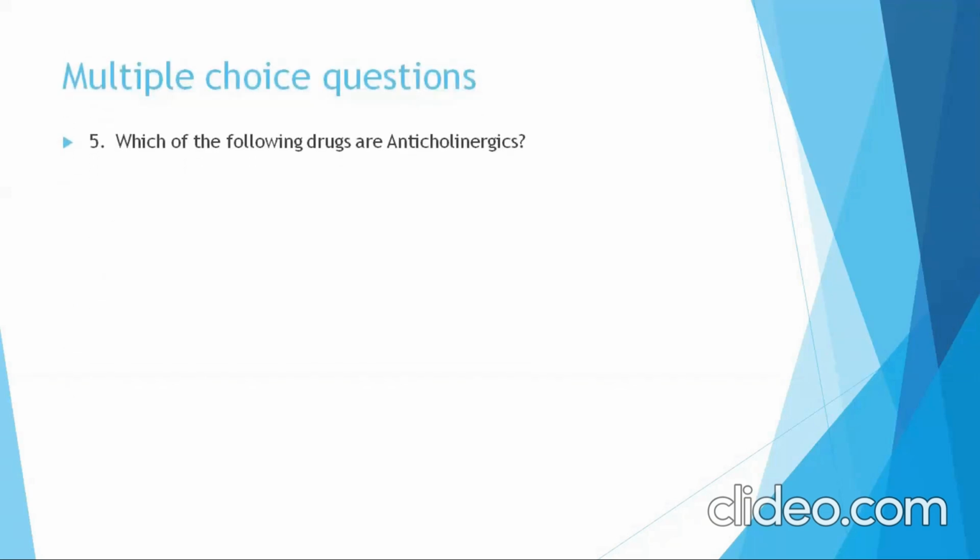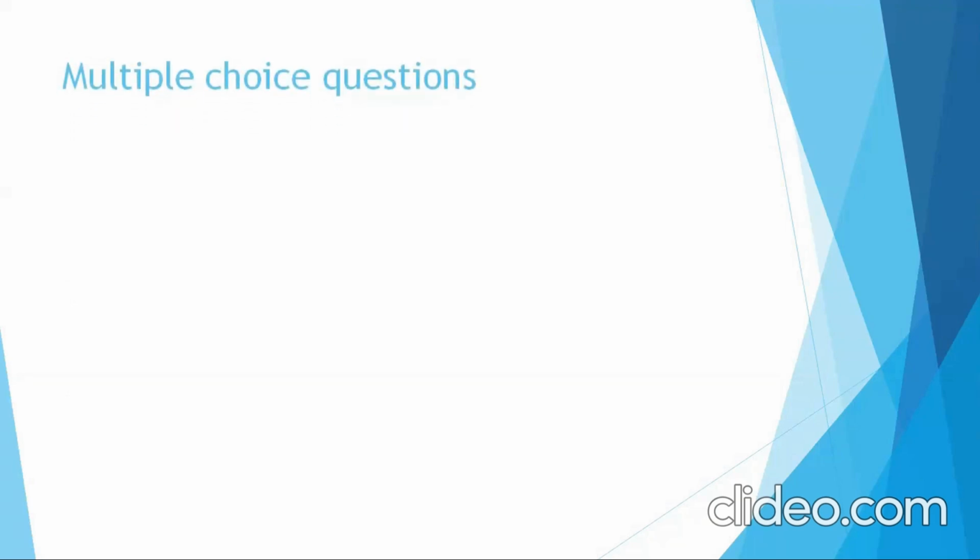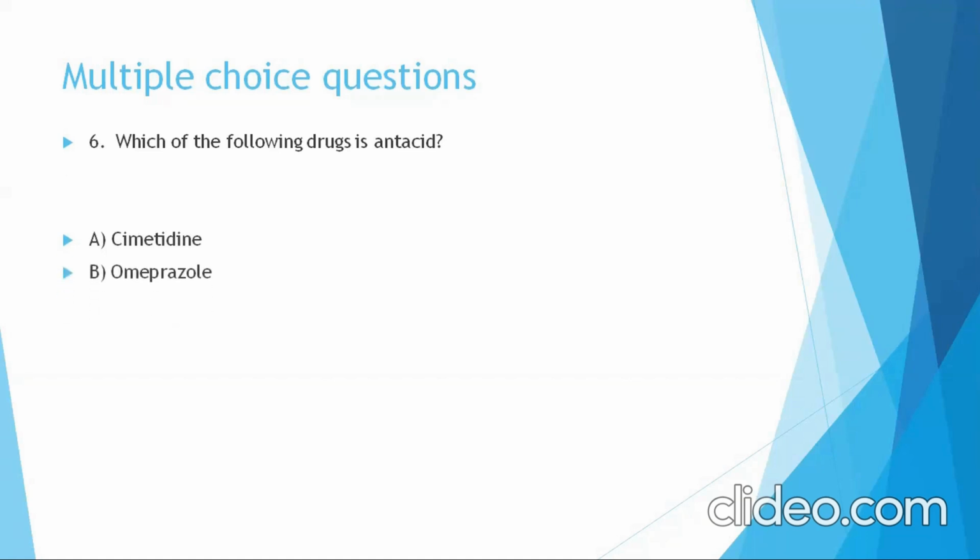Which of the following drugs is an anticholinergic agent? The options are cimetidine, omeprazole, pirenzepine and misoprostol. The correct answer is C, that is pirenzepine. Which of the following drugs is an antacid? The options are cimetidine, omeprazole, magnesium hydroxide and misoprostol. The correct answer is C, that is magnesium hydroxide.